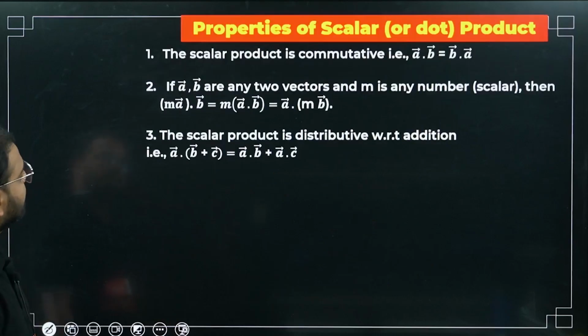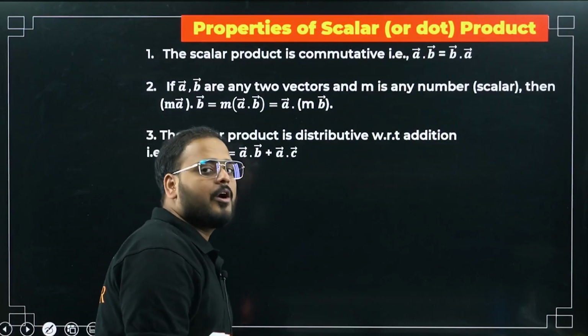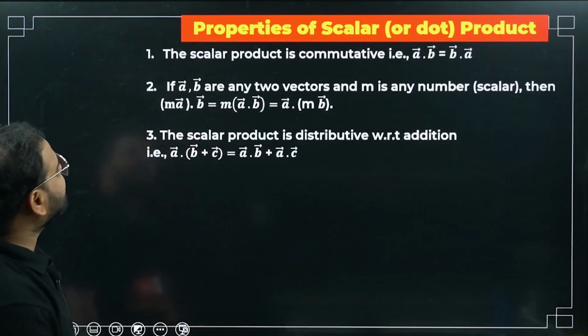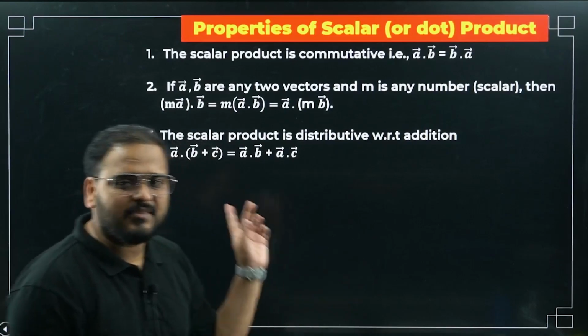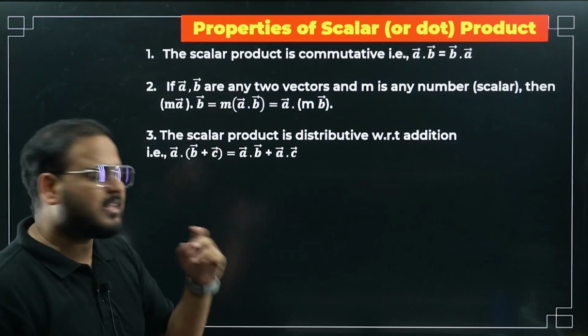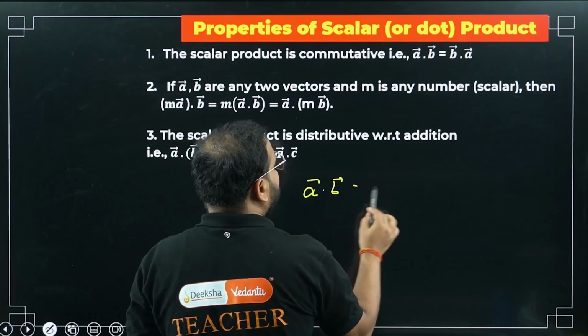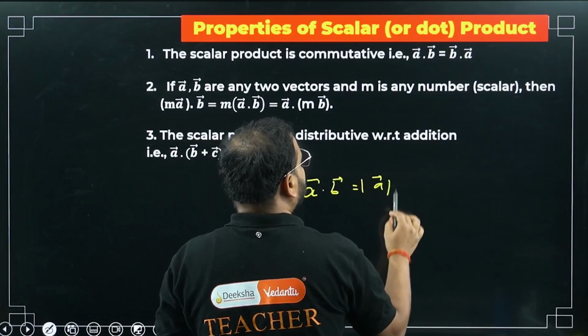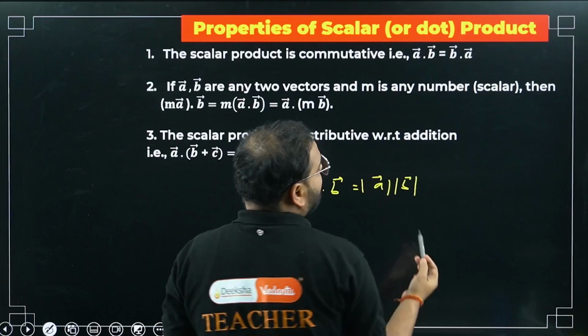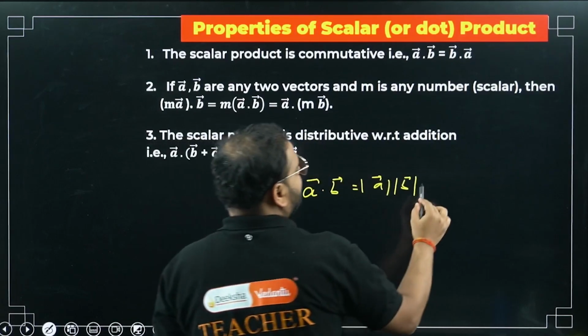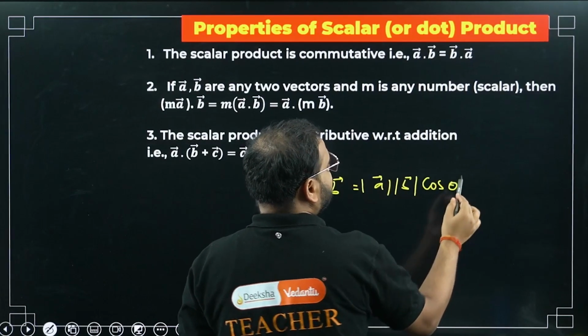Moving on. Properties of a scalar or dot product. First one, the scalar product is commutative. Yes, of course. If you write a dot b or b dot a, it remains same. How come, sir? A dot b is what? A dot b is vector a modulus, vector b modulus, multiplied with cos of the angle between them.